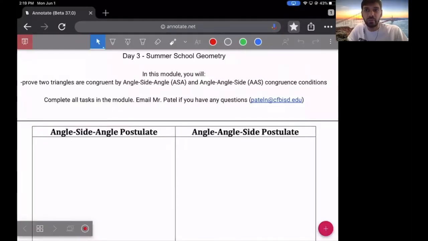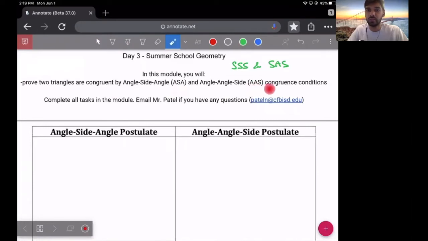Okay, welcome back to day 3 of summer school geometry. In this module, we're going to continue to learn about something related to what we learned about yesterday on day 2. Yesterday, we talked about side, side, side, and we also talked about side, angle, side for triangle congruence. Today, we're going to learn 2 more rules that are very similar, and those are angle, side, angle, and angle, angle, side.